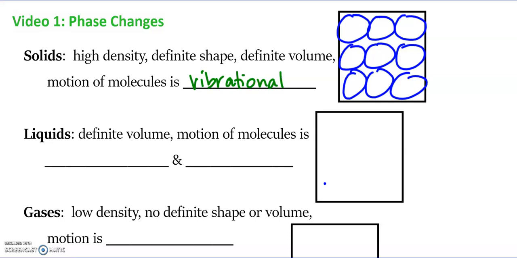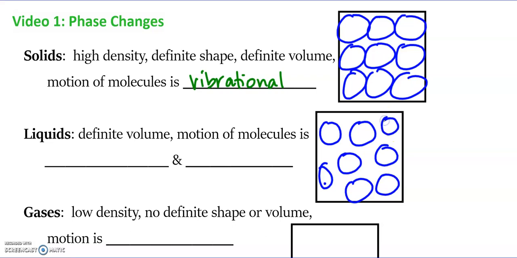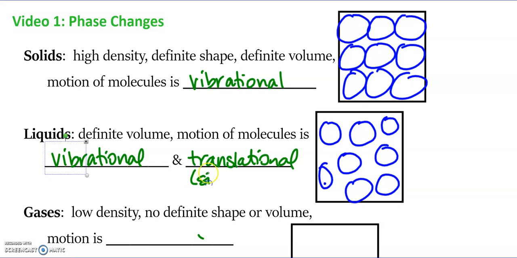All right, so liquids have definite volume, meaning like if you take your liquid in your water bottle and you turn it on its side, it's still gonna be the same volume, but its shape will change. So there is some space between molecules or atoms when we're talking about liquids. What that allows then is you still have vibrational motion, but you also have translational, which means they can move side to side. That's what allows the shape to change because there's some space for them to move side to side.